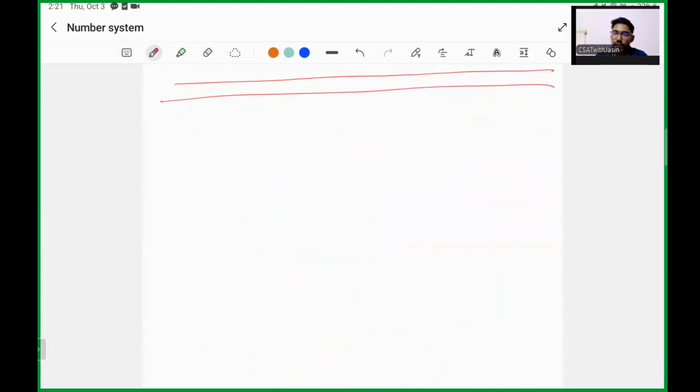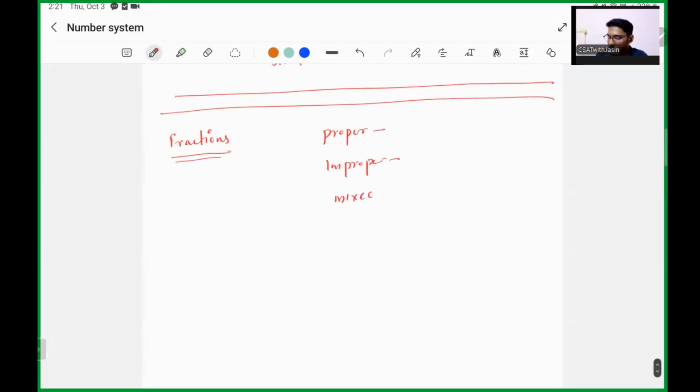So now, yesterday we ended with fractions, right? I told you what a proper fraction is, what an improper fraction is, and what a mixed fraction is. And I also told you how you can convert an improper fraction to a mixed fraction, and also how you can convert a mixed fraction to an improper fraction. So that we learned yesterday.